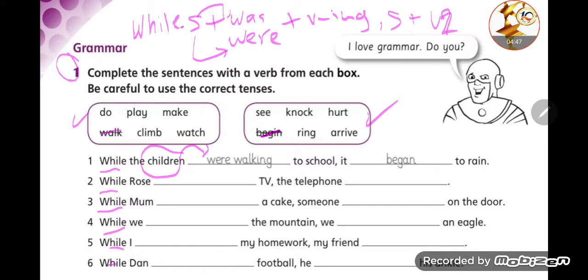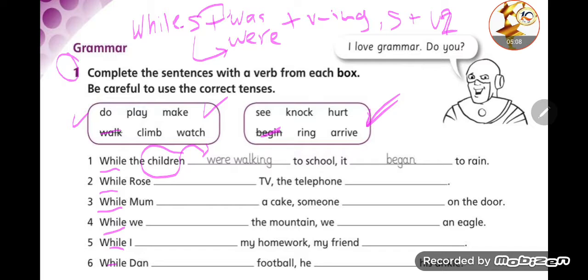من وين أخذنا began؟ من هون. It began to rain. إذا اللي بدنا نفهمه إنه الأفعال اللي بتيجي مع السنتنس ال ing بتاخدها من البوكس الموجود عندك هون والأفعال اللي بتيجي مع الباست سمبل ناخدها من هذا البوكس. Number 2. While Rose TV the telephone.